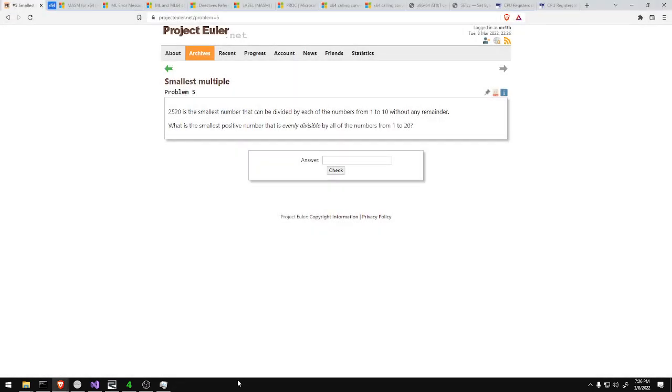Okay, let's get into this one. So it says 2,520 is the smallest number that can be divided by each of the numbers from 1 to 10 without any remainder. What is the smallest positive number that is evenly divisible by all of the numbers from 1 to 20?